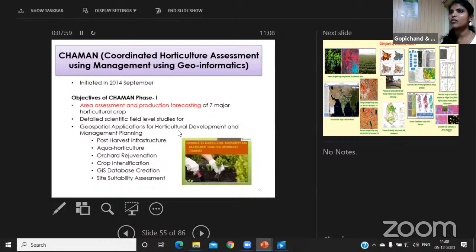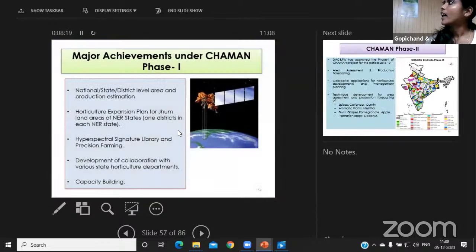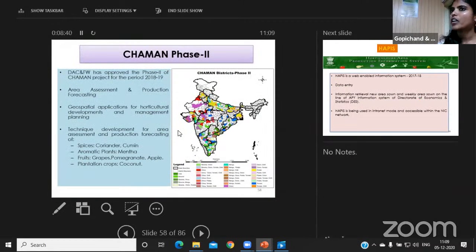Geospatial applications were involved for post-harvest infrastructure, aquaculture, orchard rejuvenation, crop intensification, GIS database creation, and site suitability. This was a glimpse of CHAMAN Phase 1 and what was covered under this program. As major achievements, they have estimated all the 7 major crops in almost 12 states, including Karnataka, and horticulture expansion in 1 district from northeastern states. They have also established hyperspectral digital and precision farming, collaborated with other departments, and are conducting capacity building for this program.